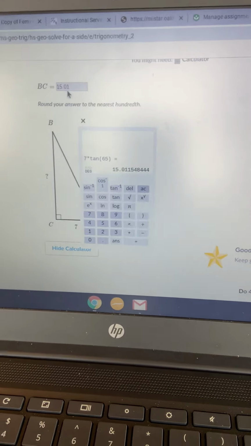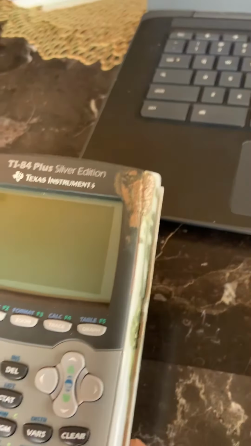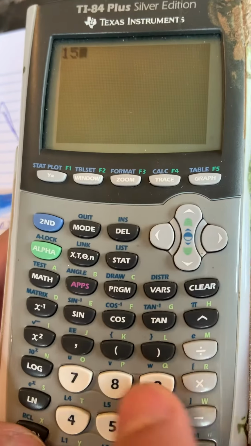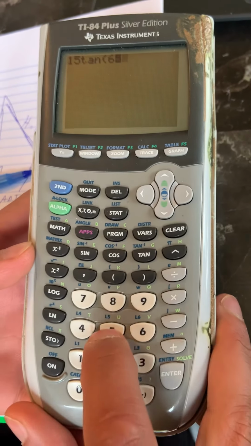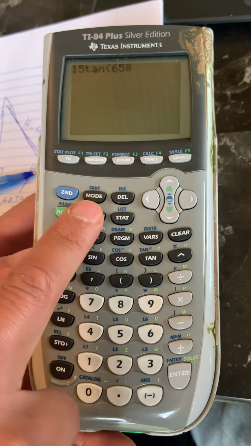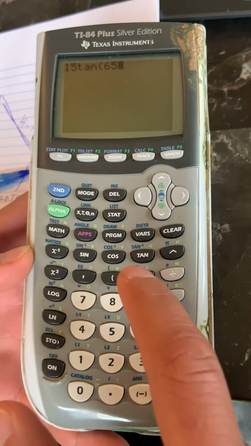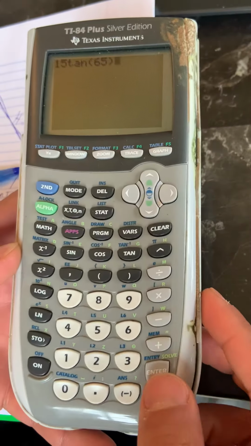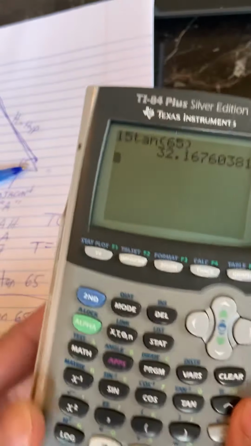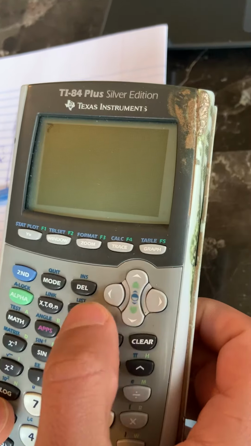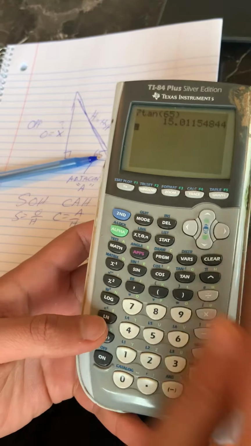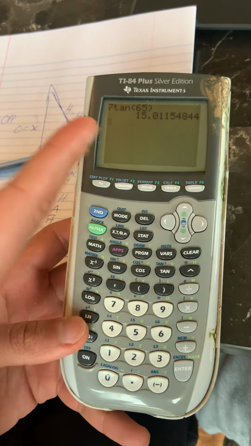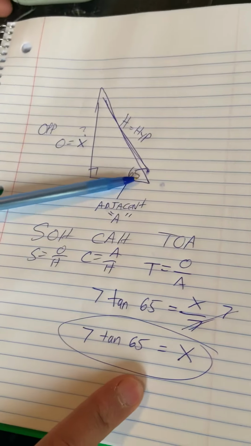Now, I'll show you over here on my calculator. When I type this in, I don't even need times. I put 7, and then tangent is over here. And then I look at the angle, 65, and make sure my mode is in degrees and not radians. I don't even have to close the parentheses on this calculator or put times. So it's 7 tangent of 65, and there's our 15.01. So either way, this is how we get through this first example problem.